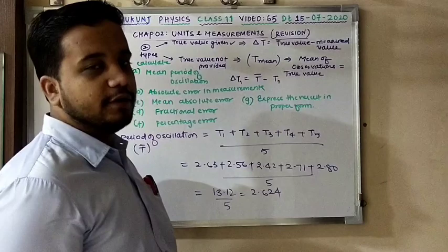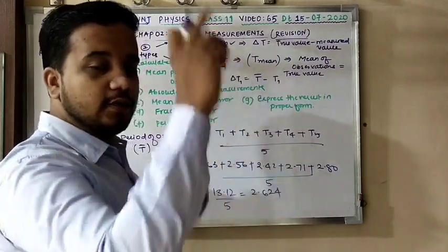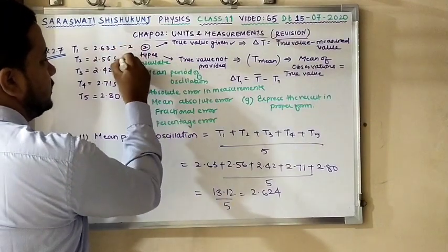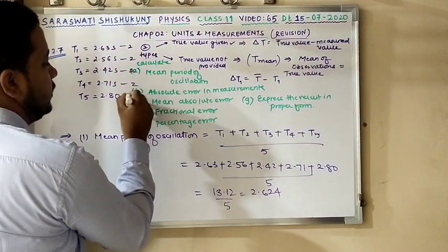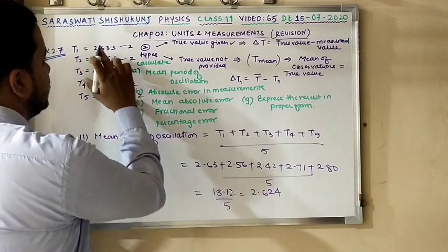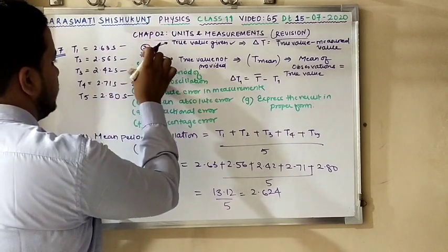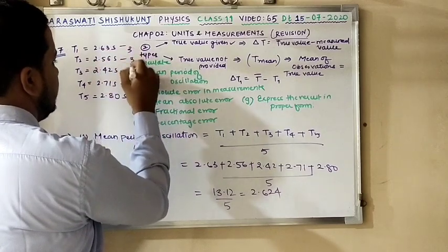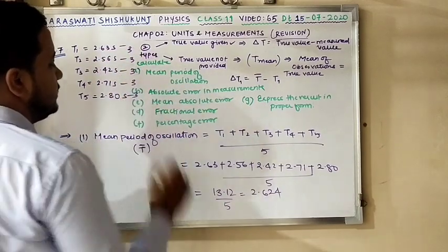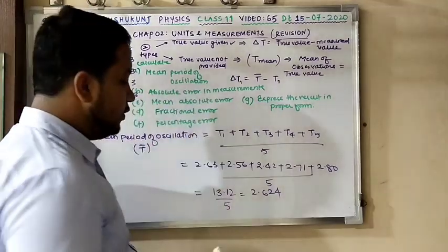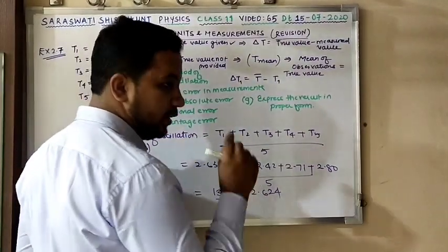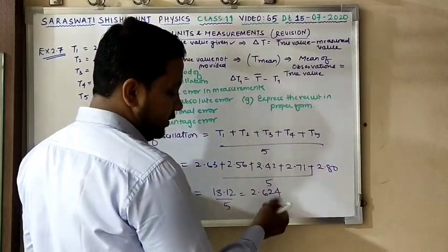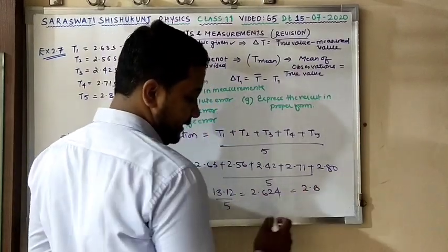Now remember one thing over here. For the precision of the answer, you need to see the observations' significant figures. The observations are given with 3 significant figures each: 1, 2, 3. So your final answer needs to be in 3 significant figures only. So here you can write 2.6, and clear?